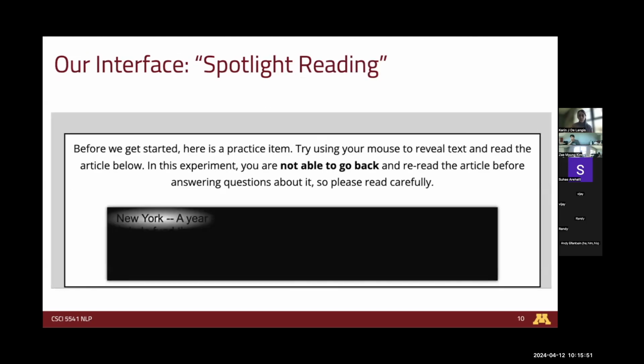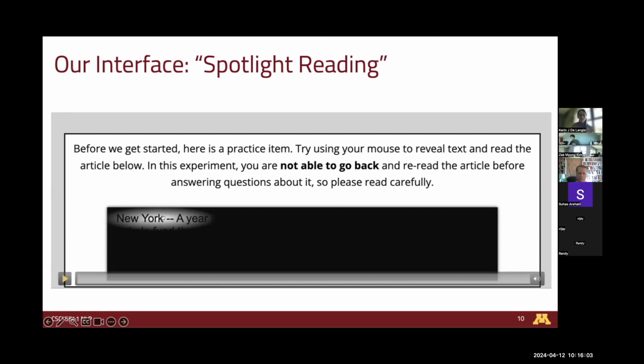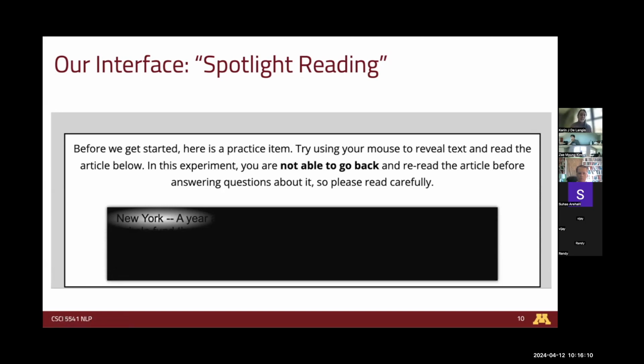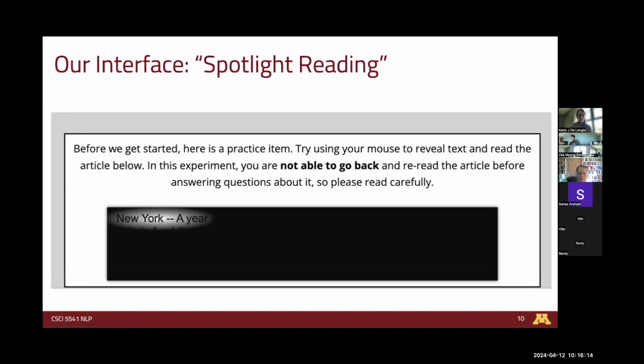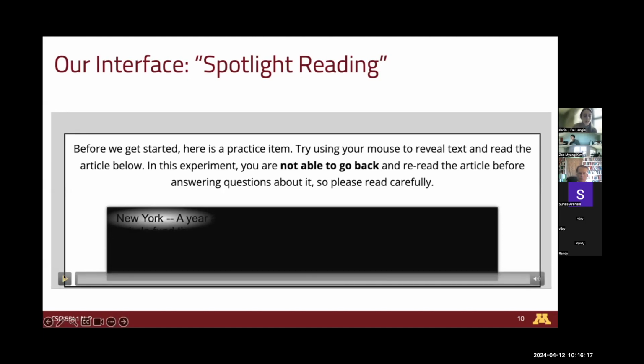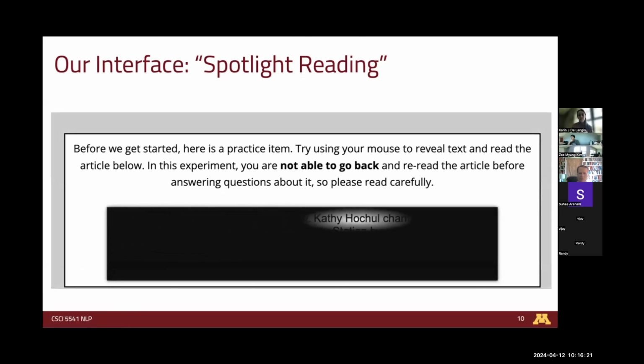So what we ended up deciding to do was something that we're calling, for now, spotlight reading. The idea is that we turn the user's mouse into a sort of spotlight that reveals a section of text, and they can freely move their mouse around to read the article. So I lost my own mouse. Okay, so you can see what the interface looks like for people.